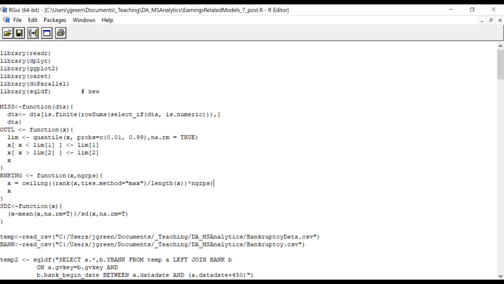The new package we're going to use is the SQL-DF. This allows us in R to use the SQL language. If SQL is new to you, you can find SQL tutorials online, but I will spend a little bit of time talking through it here.